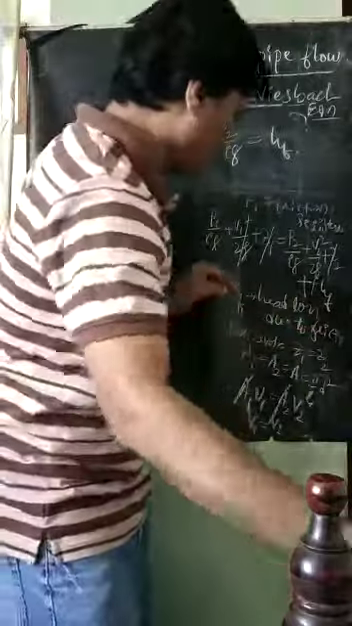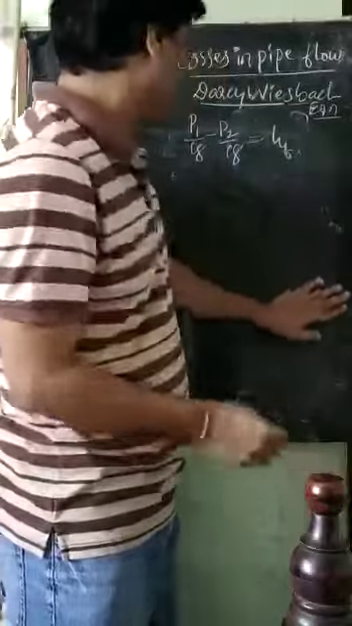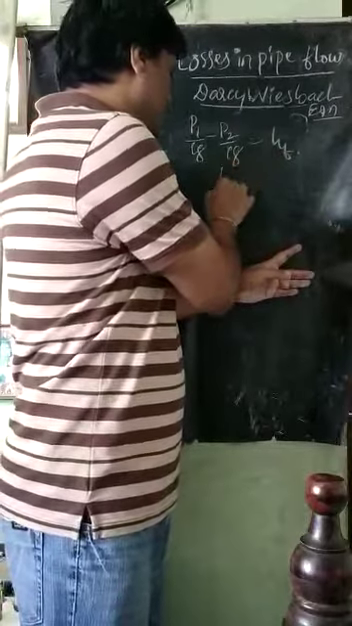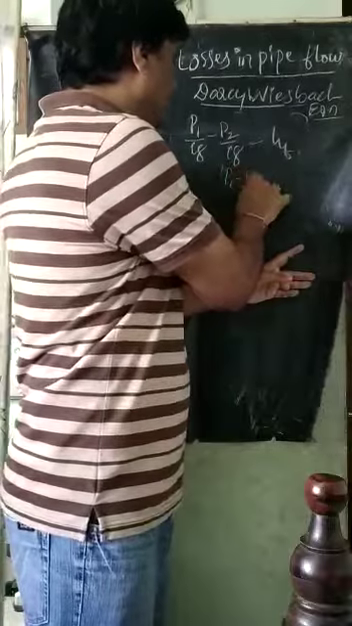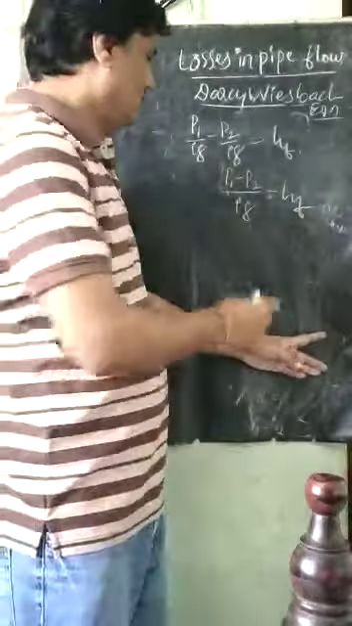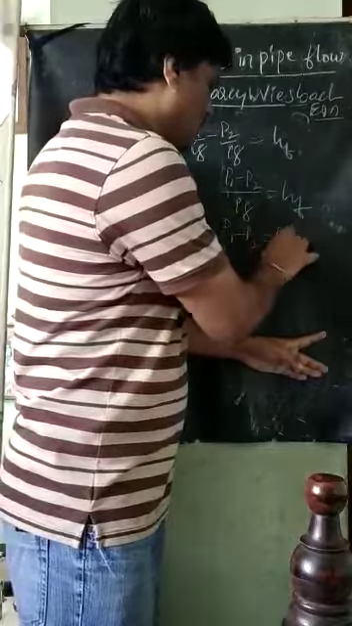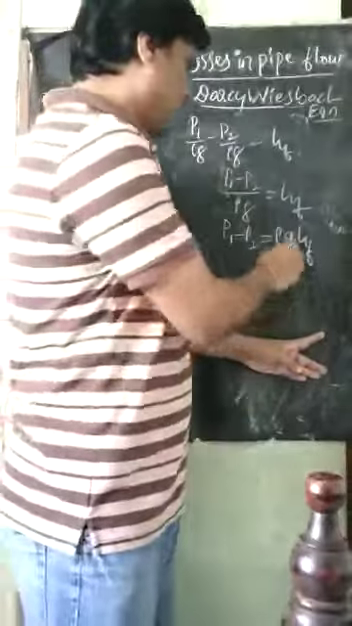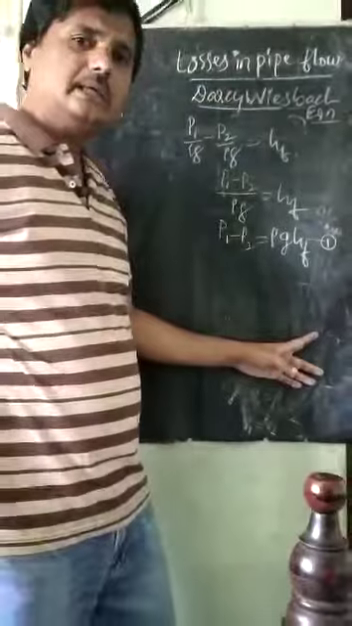Now I will simplify this equation again. I can write it like this: hf is equal to, or else, P1 minus P2 divided by rho g is equal to hf. So now I will write this equation: P1 minus P2 is equal to rho g into hf. This is the equation I am writing. Call this equation number 1. A very important relation we are getting here.